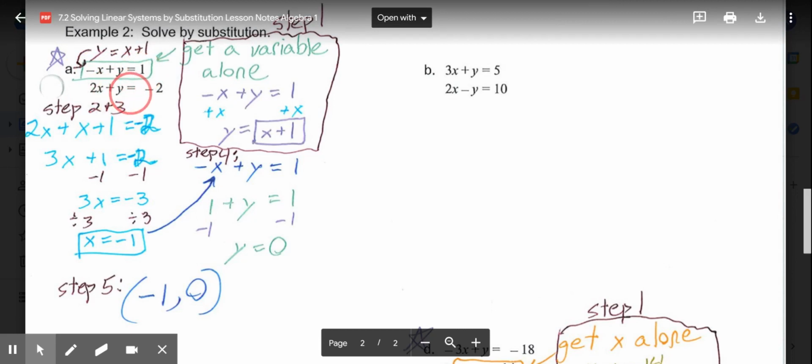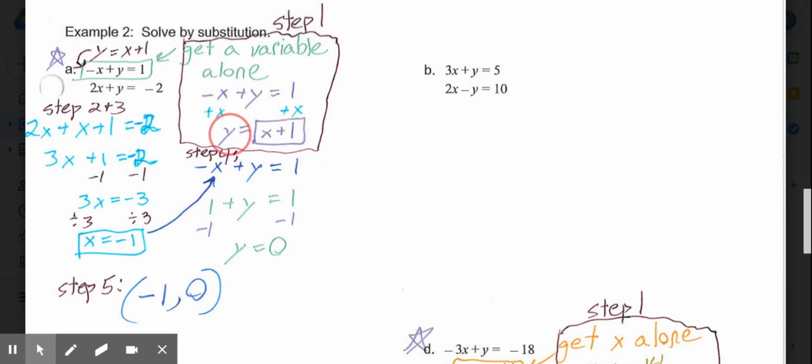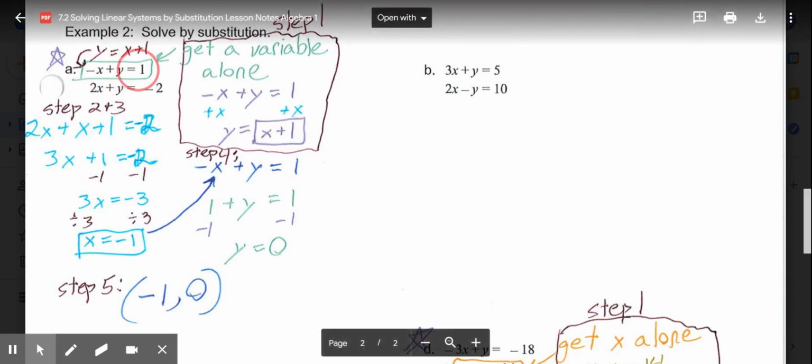So in this case, for part A, we have negative x plus y equals 1, or 2x plus y equals negative 2. I decided to get the top one to have y alone because all I need to do to get y alone is add x to each side. So y would equal x plus 1. So I can get rid of that top equation and think of it as y equals x plus 1.